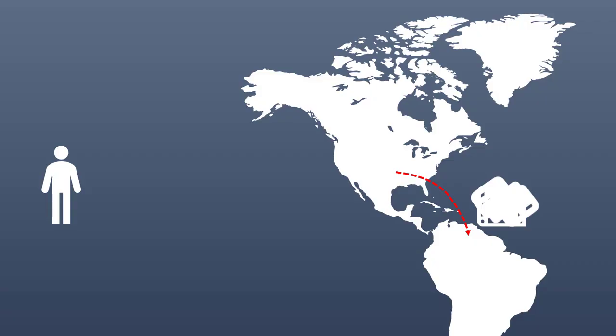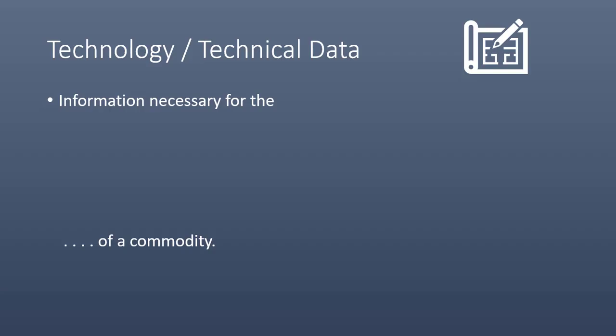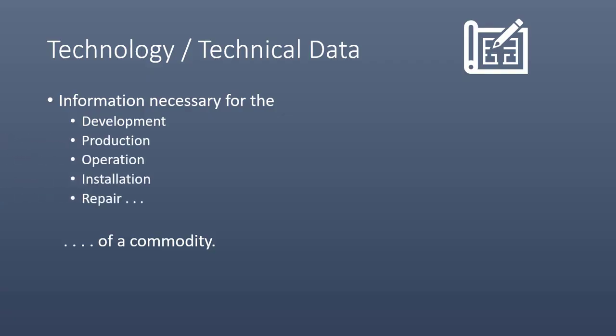We mentioned previously that the ITAR and EAR control not just physical things, but also information. Instructions on how to build a commodity are one such type of information. The ITAR refer to this information as technical data, and the EAR refer to it as technology. Throughout the video, we're just going to stick with the word technology, regardless of whether we're talking about ITAR-controlled stuff or EAR-controlled stuff. So technology is any information that is necessary to do certain things with commodities, such as development, production, operation, installation, or repair of those commodities.